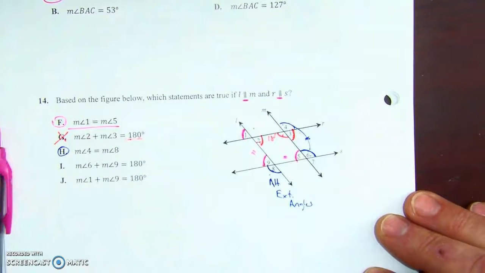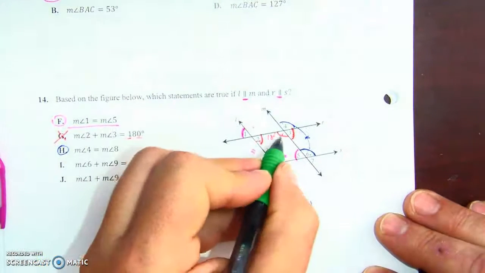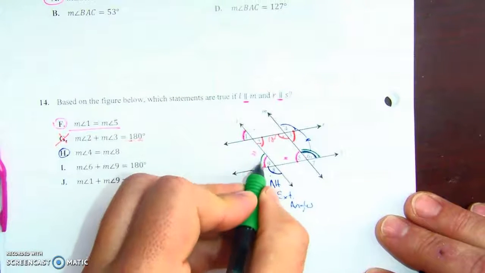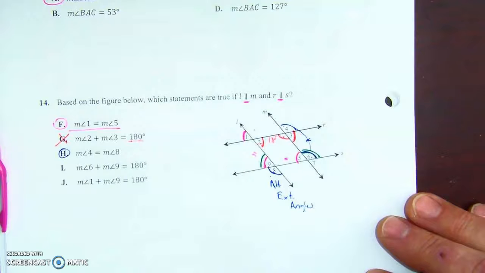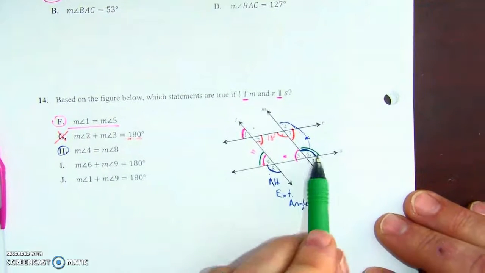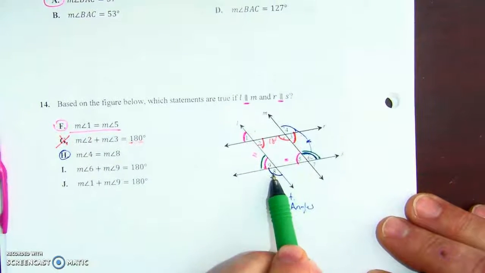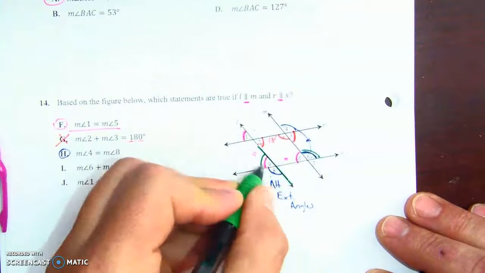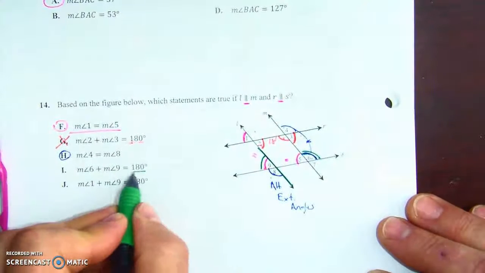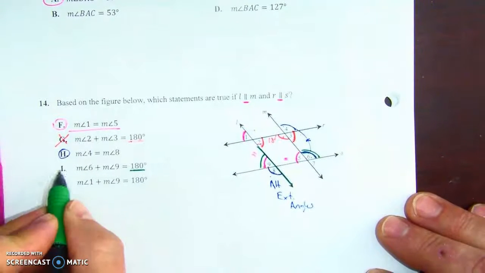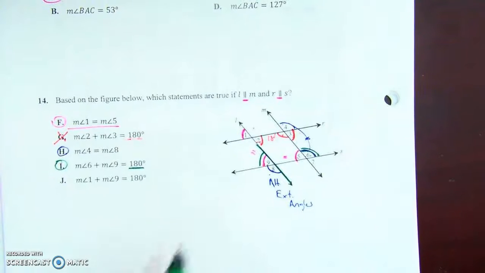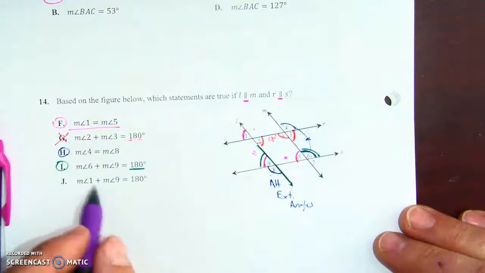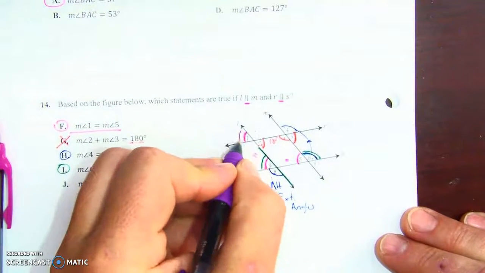Let's go green color here. Angle 6. Okay, we're doing this one. And angle 9. So we could say, again, we already know that angle 6 and angle 8 are congruent to each other. And then we look at this as a straight line. Angle 8 and angle 9 add up to be what? 180 degrees. So therefore, this one is also true because if I were to take those two, they would add up.